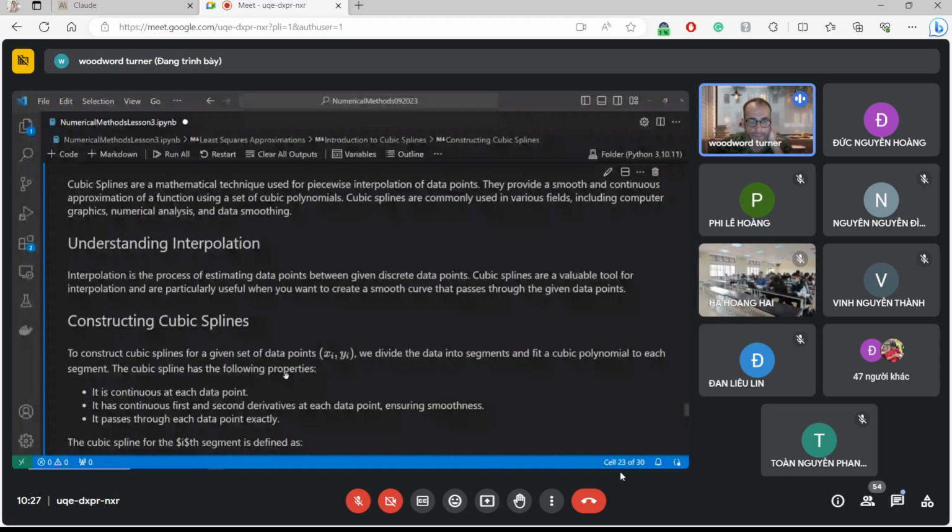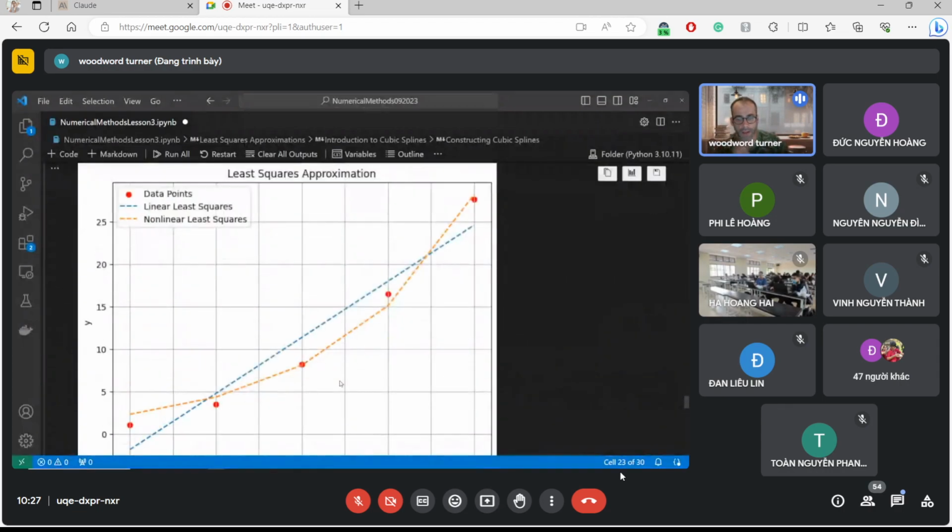All right, here we have it. This is another form of least squares approximation. The data points are in red, as you can see on the graph, and we have the linear least squares, which you can see is not doing great trying to approximate these data points. There's just no way to fit it to all of these points because they're not linear, right?